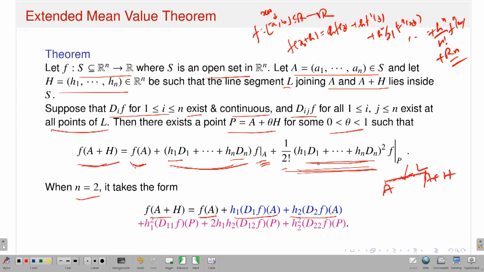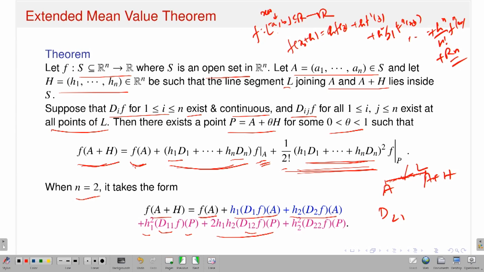And what about this one, the square? Since n is equal to 2, that means R2 to R, I have only partial derivatives with respect to x and with respect to y, that means I have d1 and d2. Now h1 d1 plus h2 d2 whole square means h1 square times the second order partial derivative with respect to x1, that is del 2 f by del x square of f at p, and then there is the mixed derivative, d12.